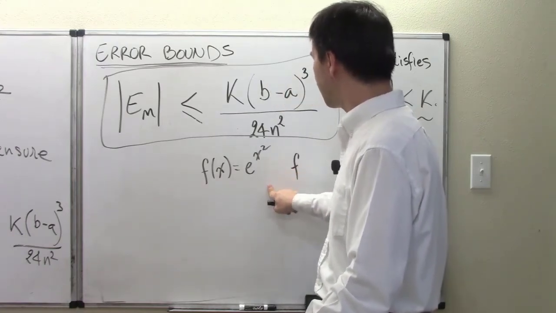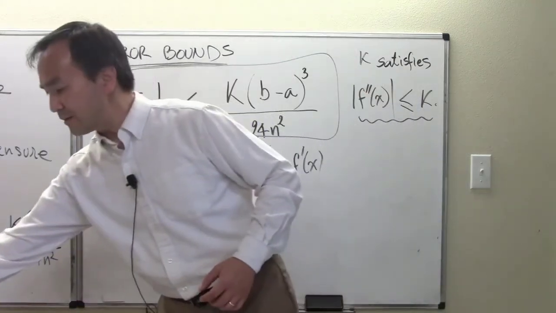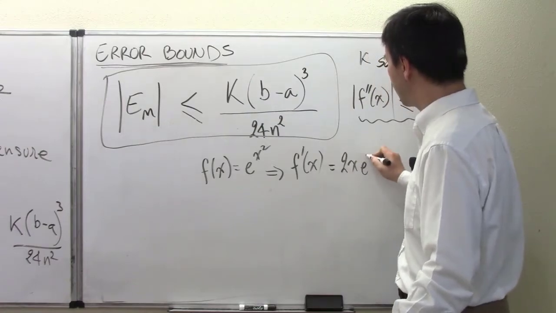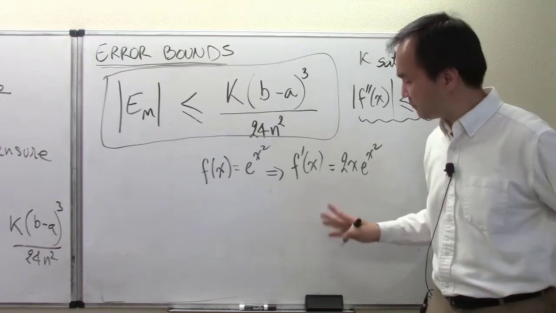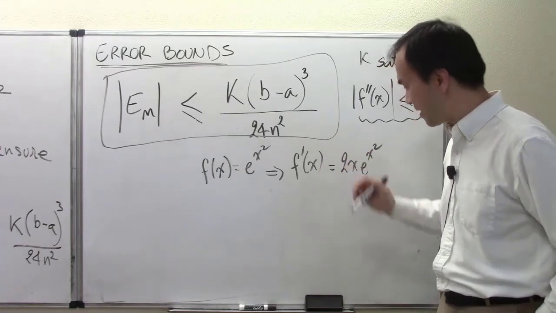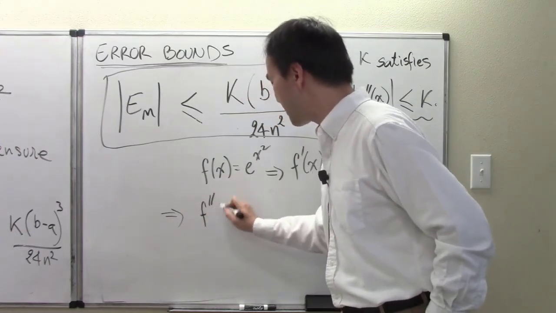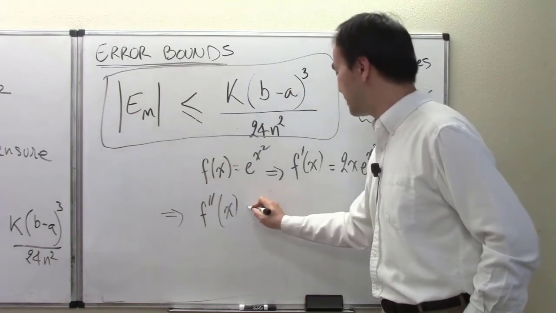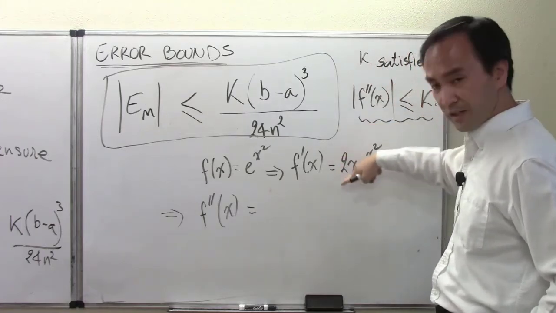That implies that f prime has to be, because we need f double prime, so f prime has to be 2x times e to the x squared. Anyone watching this video should be familiar with how I got these answers for f prime. And that consequently produced further that f double prime, before putting it in the absolute value.